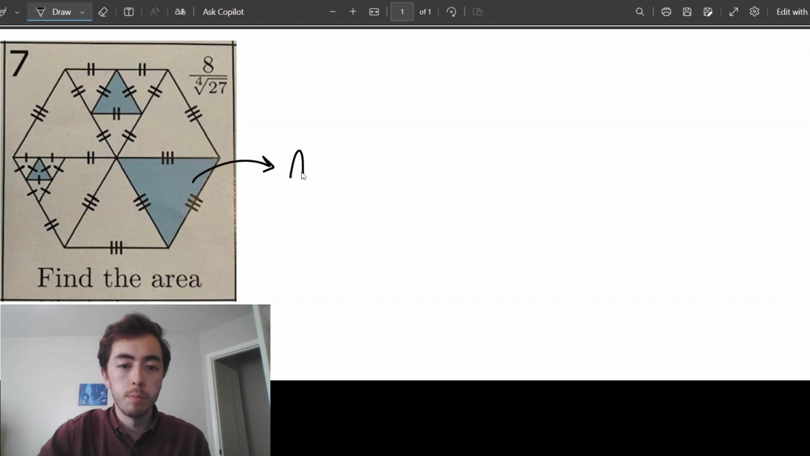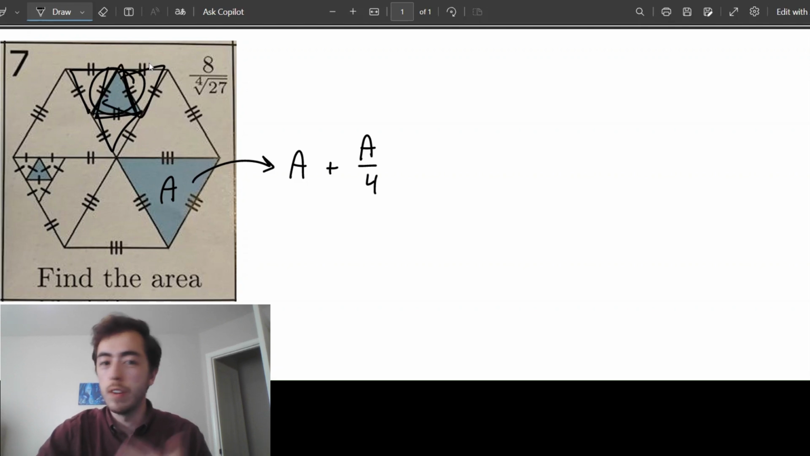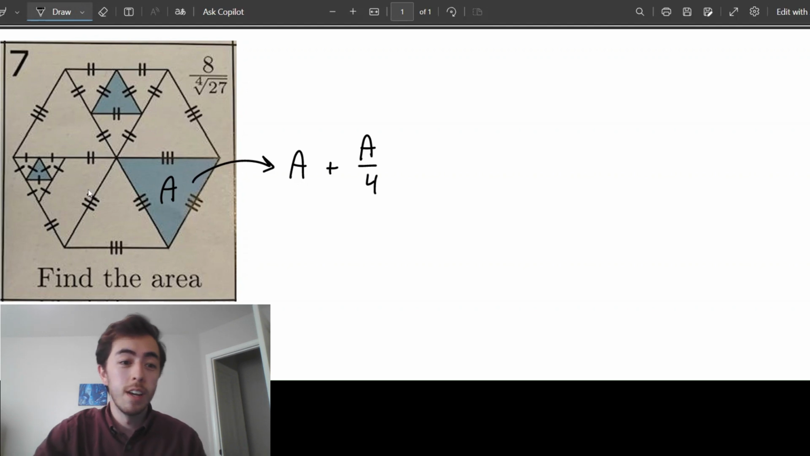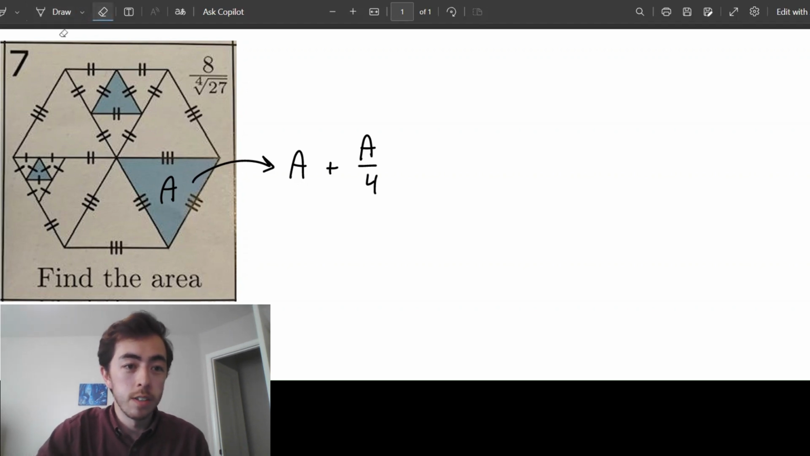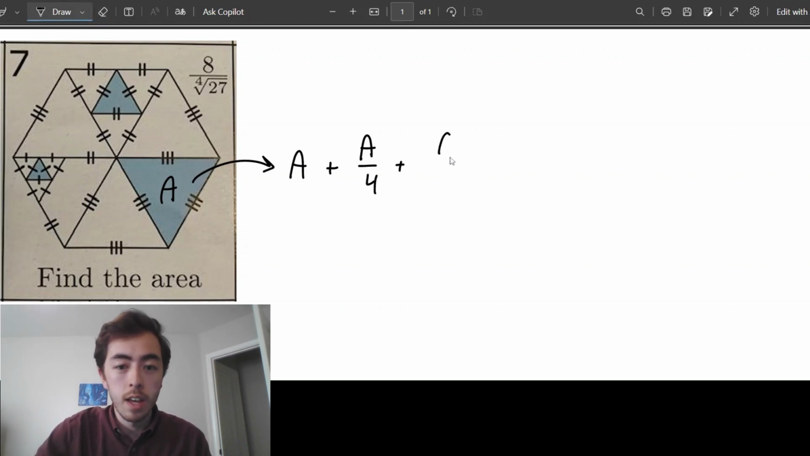If I just call this blue area A, then this blue area should be A over 4. That's just because we have 4 equilateral triangles. All of them have to have the same area, and only one out of the 4 is shaded. And then this guy over here is going to be A over 16, because we have 1/4 of 1/4. So that's kind of cool. All of this, all added up, should be equal to 7 today.